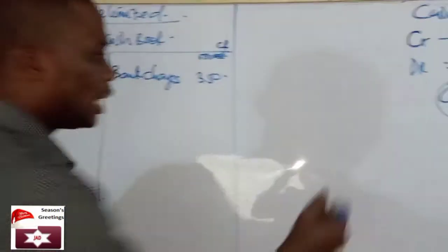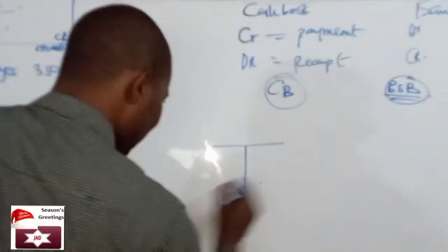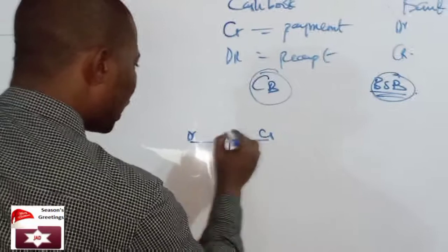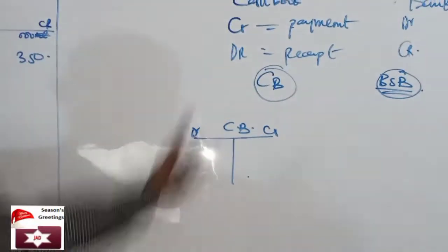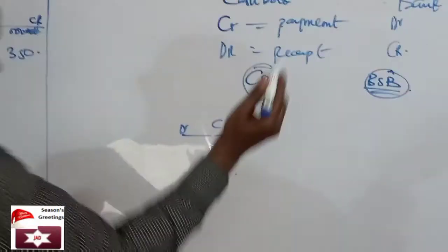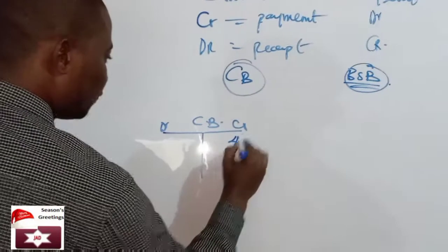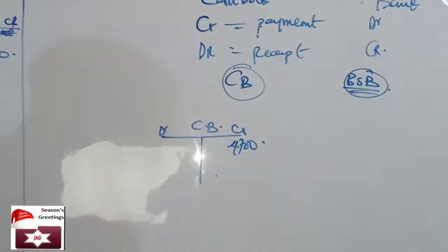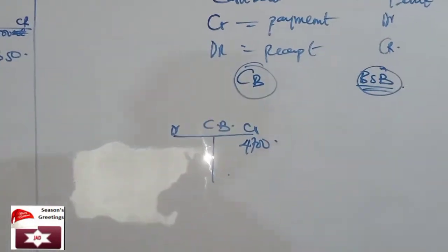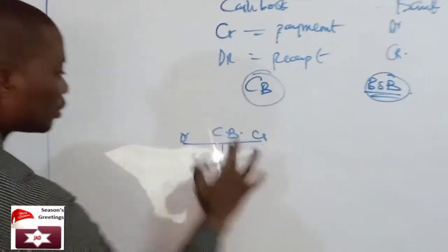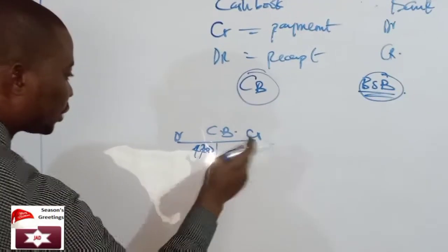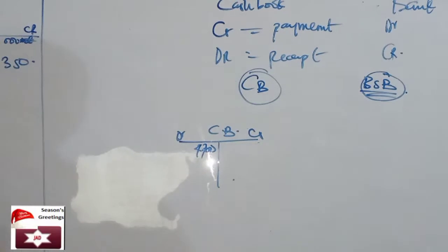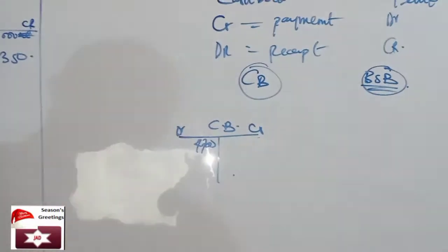So let's use a ledger to look at that. So this is your cash book, for instance. If you issue a check, that's a credit payment. It's supposed to be 4,007, but they are saying that it has been entered as a receipt. That means that they've debited it here instead of crediting.